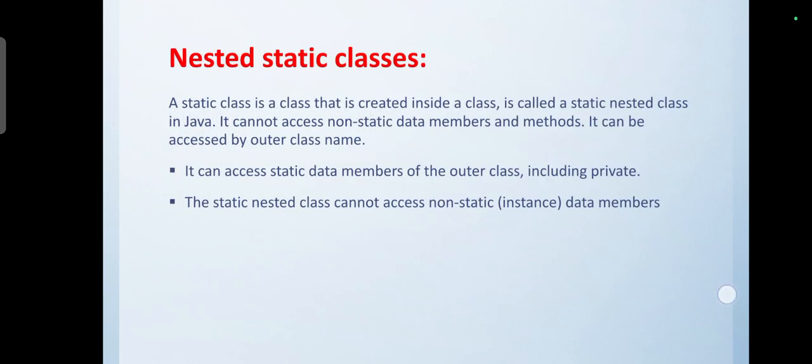Nested static class. A static class in Java that is created inside a class is called a static nested class. It cannot access non-static data members and methods. It can be accessed by the outer class name. It can access static data members of the outer class, including private ones. The static nested class cannot access non-static instance data members. In this nested static class, we don't need to create an object of the outer class, because the nested class is static, and static properties, methods, and classes can be accessed without an object. If a static nested class contains static methods, then we can call them directly without creating an object.